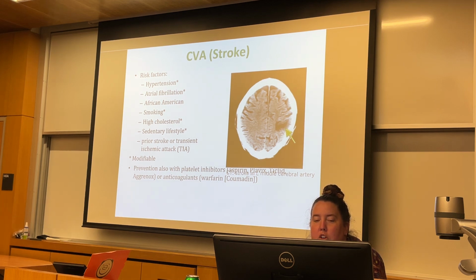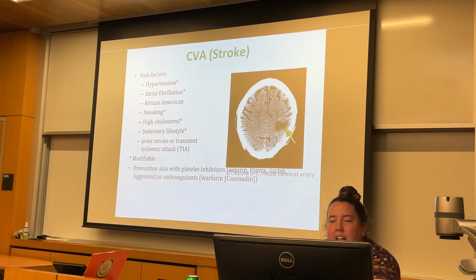Risk factors for stroke. You should know these. Did we get to this? Yes? No? Maybe? We didn't. No. Let's just talk about this one then, since we're here. Okay. Risk factors for stroke include hypertension, which we have learned about multiple times, atrial fibrillation, which we have learned about, African American heritage, smoking, high cholesterol, a sedentary lifestyle, and a prior stroke or transient ischemic attack. A transient ischemic attack is like a mini stroke, okay?